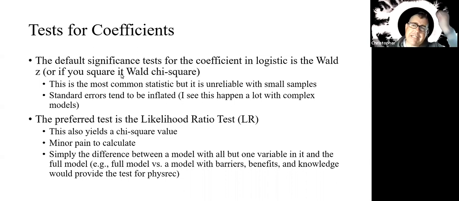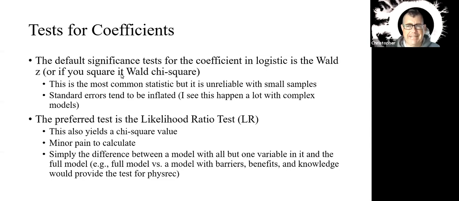This is the most common statistic for statistical packages, but it's kind of unreliable with small samples. What happens is standard errors tend to get really inflated in small samples. I also see this happen with complex models, sometimes with interactions. So those statistics aren't the best under all circumstances. I don't think they gave us much of a problem in this set of analyses, but certainly they can be problematic. The preferred test is what's called the likelihood ratio test, or likelihood ratio chi-square test.